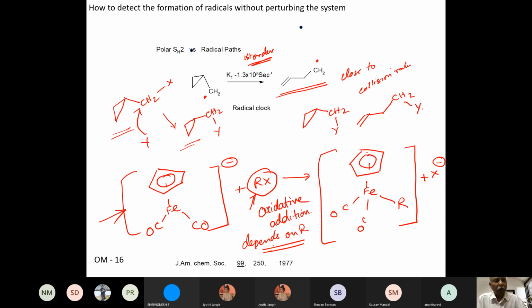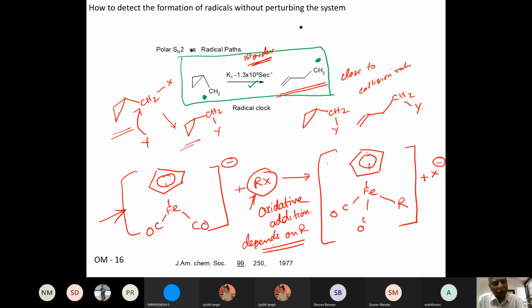This is called the radical clock, that is cyclopropyl carbonyl. Let me highlight that for you. This is the radical clock. The clock ticks at 10 power 8 second minus 1. So if a cyclopropyl carbonyl radical is formed, it quickly ring opens at this particular rate. So intermediacy of a radical doesn't have to be spectroscopically determined by ESR. You know that it is there because a ring open product has been formed.